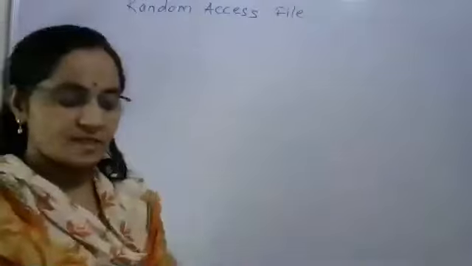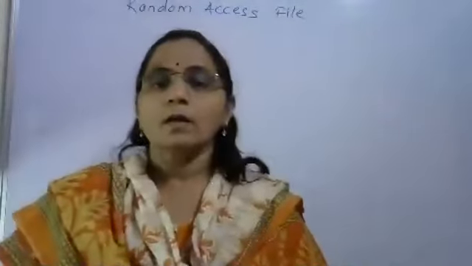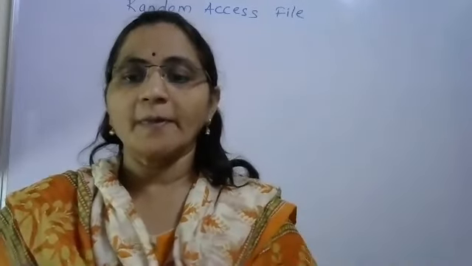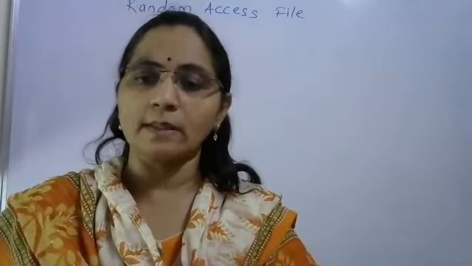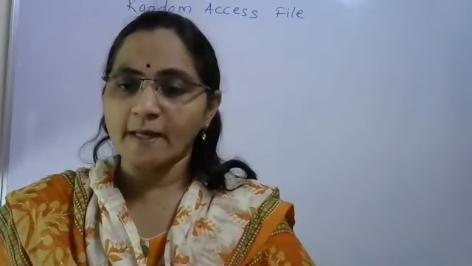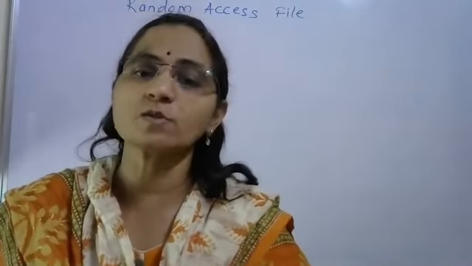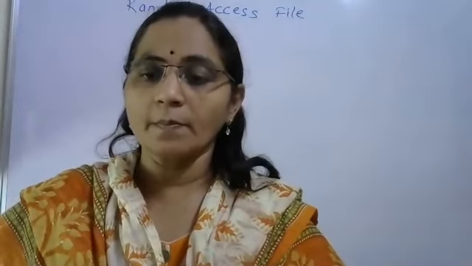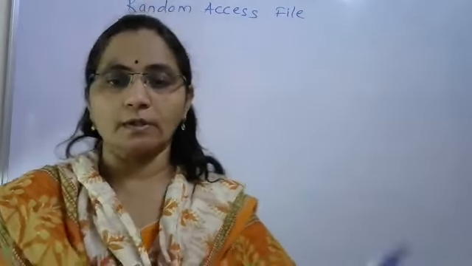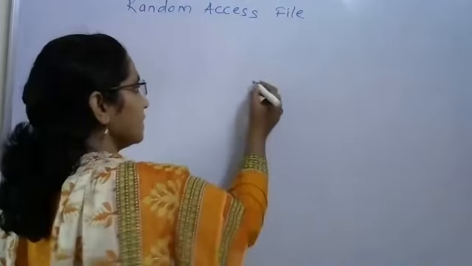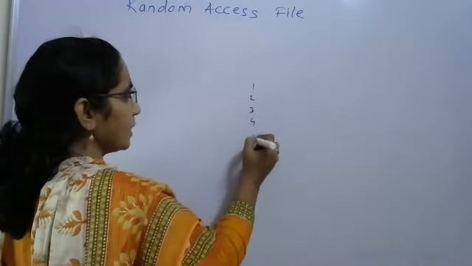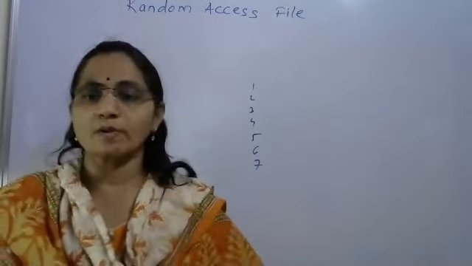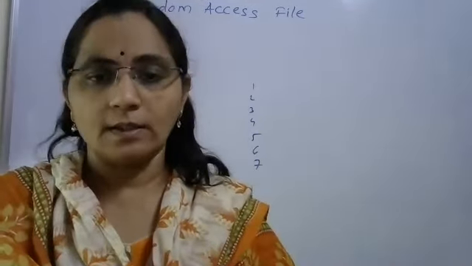Random access file. Till now we had learned the sequential access file, and the functions of the sequential access file. Sequential means all the records are read one by one after another. The first record is read, then second, then third, then fourth, then fifth, then sixth, then seventh. This is called the sequence, sequentially one after another.